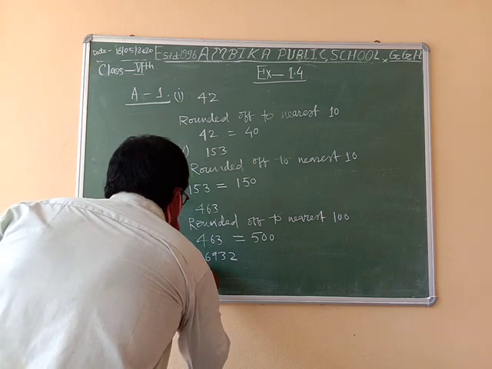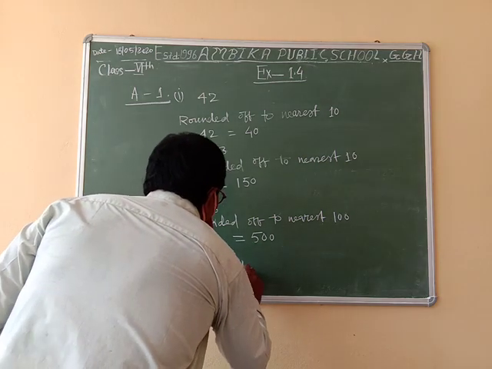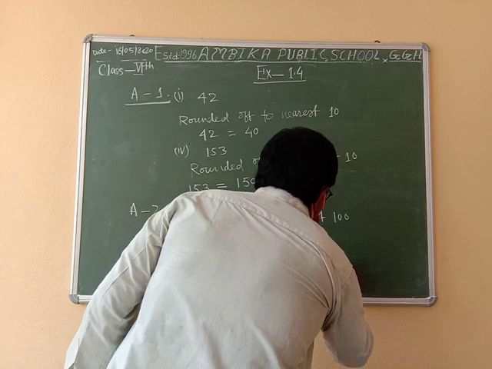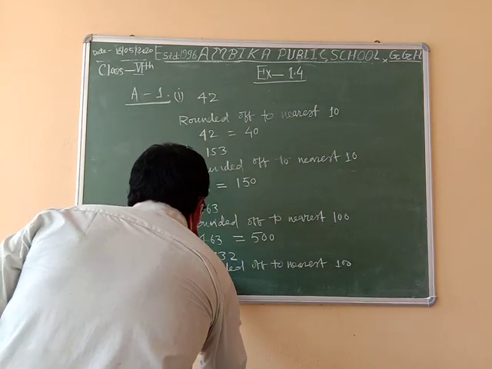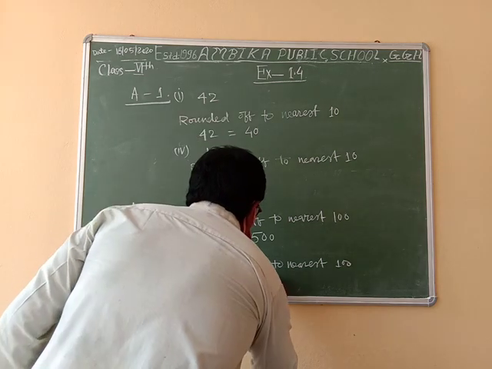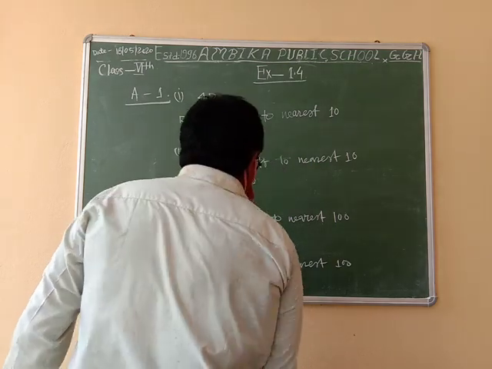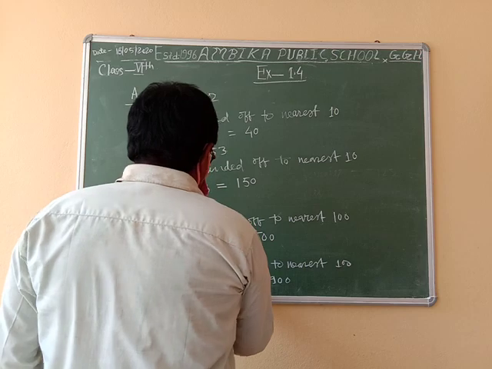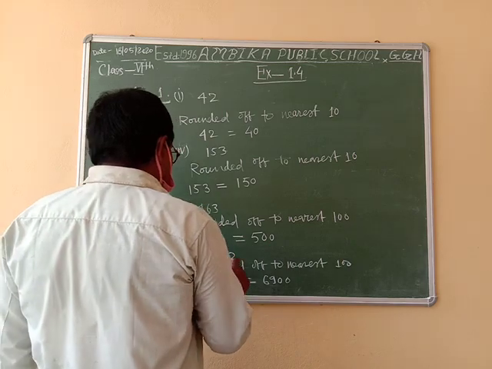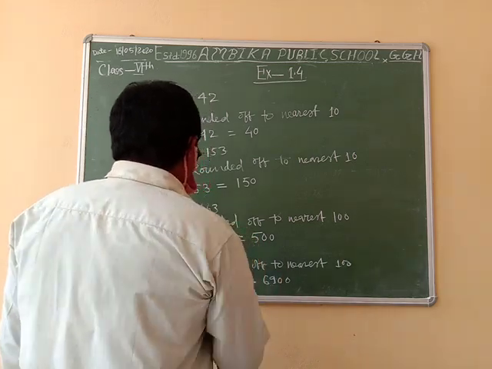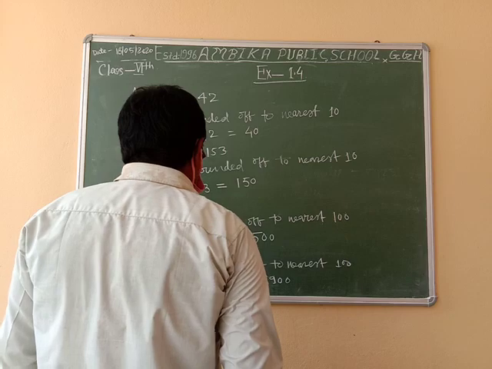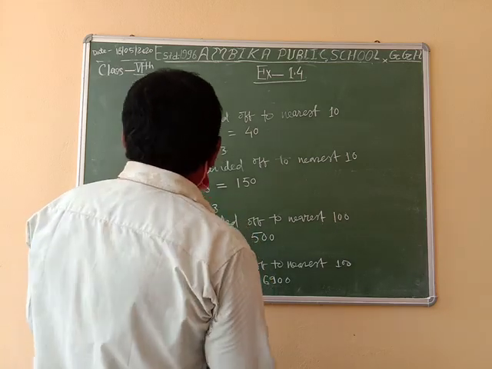Rounded off to the nearest 100, 6932 is equal to 6900, because the tens digit is less than 5, so we replace the tens digit and ones digit by 0 and write the other digits the same. So the rounded number is equal to 6900.